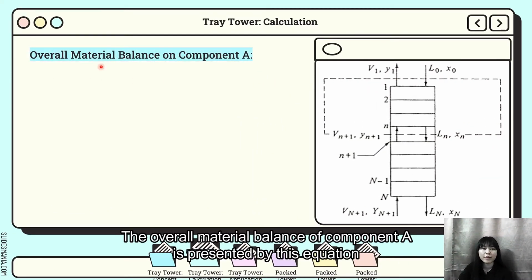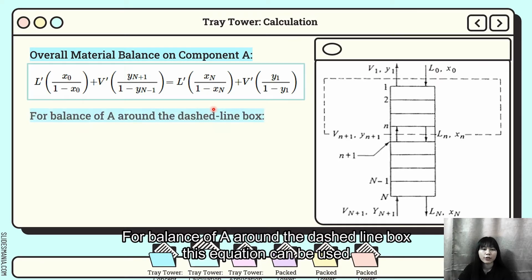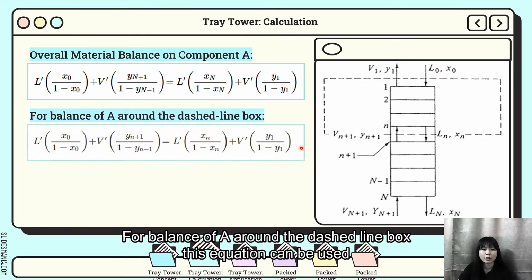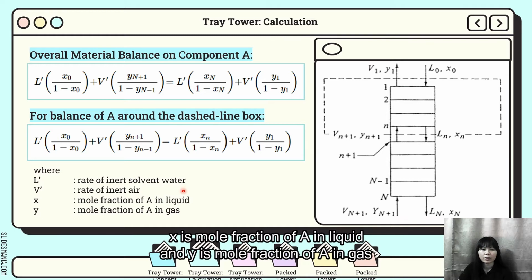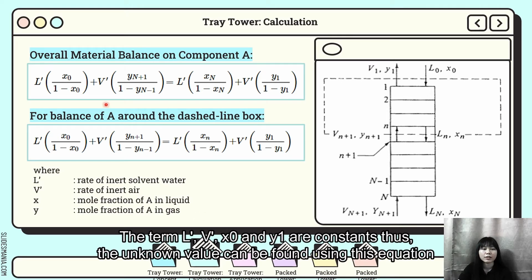The overall material balance on component A is presented by this equation. For a balance of A around the dashed line box, this equation can be used, where L prime is the rate of inert solvent water, V prime is the rate of inert air, X is the mole fraction of A in liquid, and Y is the mole fraction of A in gas. The terms L prime, V prime, X naught, and Y1 are constants. Thus, the unknown values can be found using this equation.